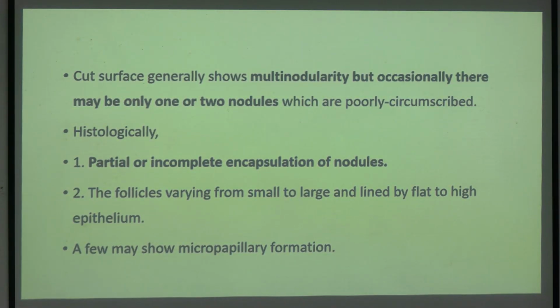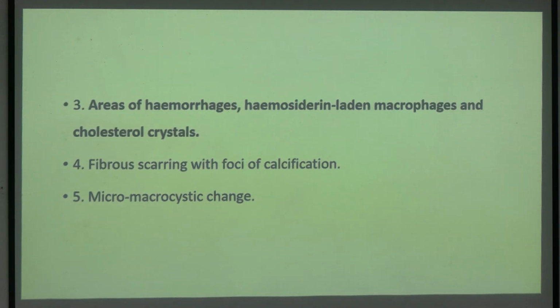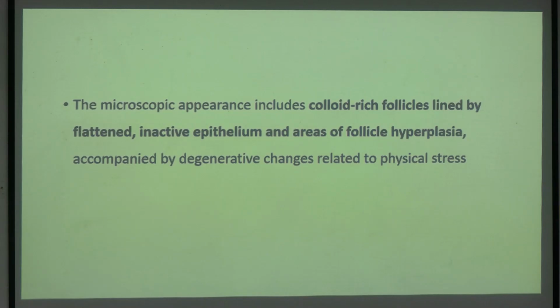The cut surface generally shows multinodularity, but occasionally there may be only one or two nodules. Number two is partial or incomplete encapsulation of nodules. The follicles vary from small to large and are lined by flat to high epithelium. A few may show micropapillary formation. Number three is areas of hemorrhage, hemosiderin-laden macrophages, and cholesterol crystals. Fibrous scarring with foci of calcification, macrocystic changes. The microscopic appearance includes colloid-rich follicles lined by flattened, inactive epithelium and areas of follicular hyperplasia.